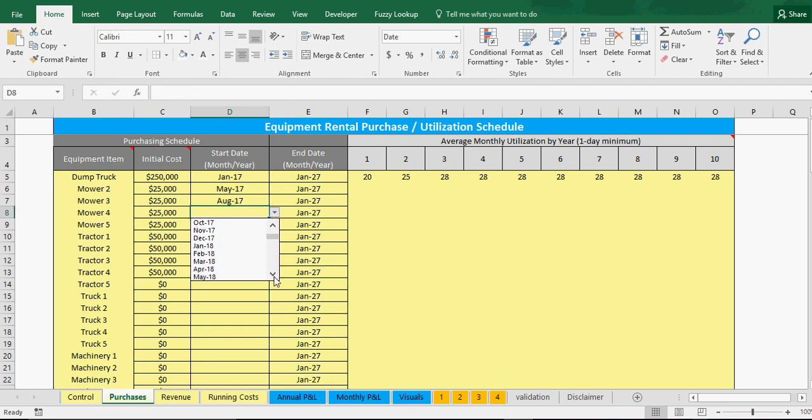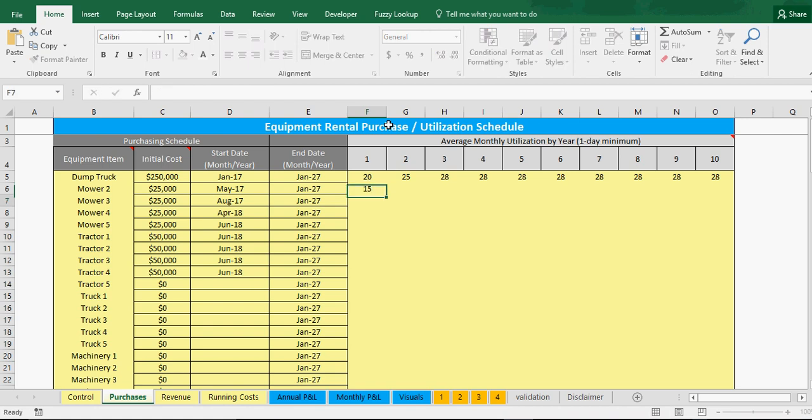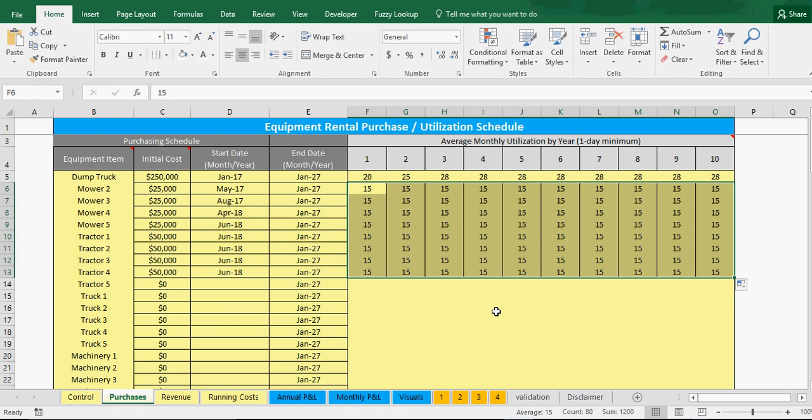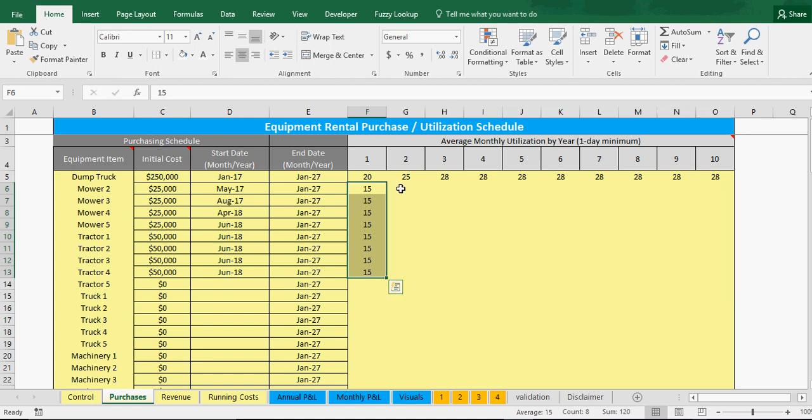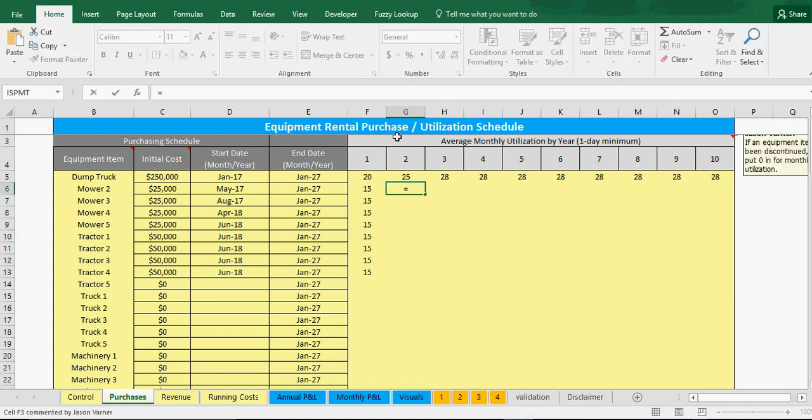We'll go into next year, March, April. Was it April? June. And let's do another June 18 for the rest of these. And we'll say, let's say they're even just half utilized. So let's just do 15 days a month.